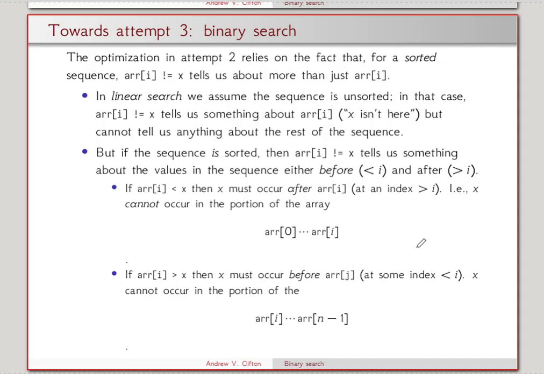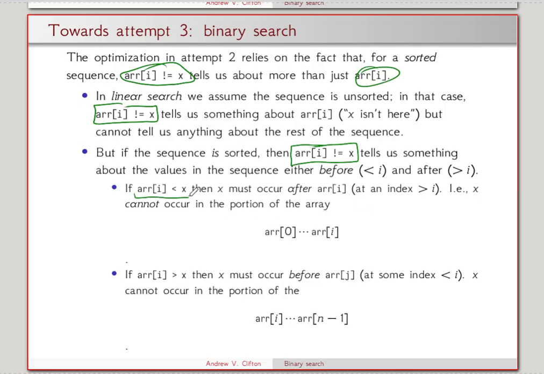So the optimization that we applied relies on the fact that if we're looking at a sorted sequence, finding an element that is not equal to x tells us more than just that thing. In a linear search, we assume the sequence is unsorted. So in that case, array i not being equal to x doesn't tell me anything about the stuff around it. It just tells me about that particular spot. But if the sequence is sorted, then discovering an array element that is not equal to x tells me something about the rest of the sequence.